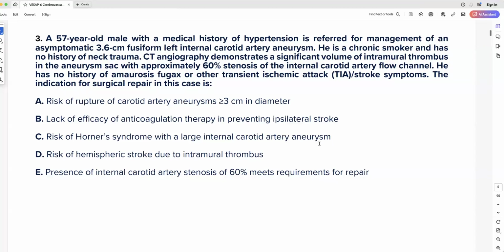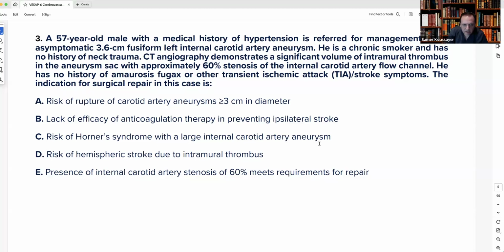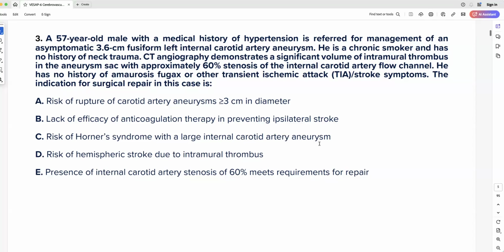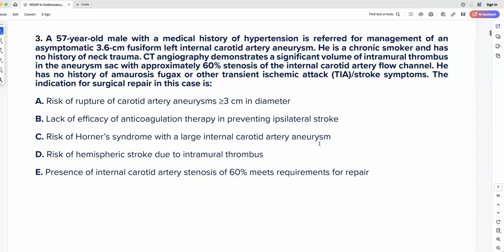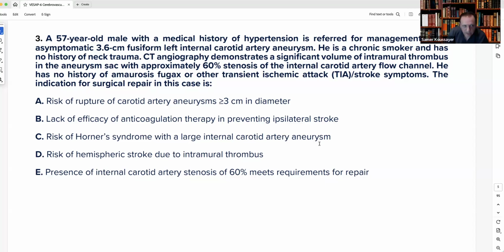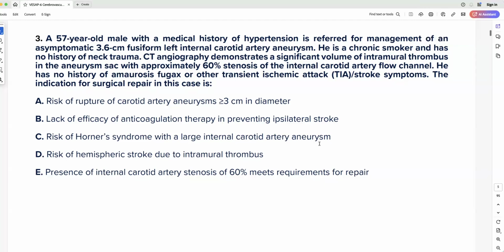Because of the presence of internal carotid stenosis, yes, 60%. It is not an indication, 60%. Well, let's say 70% stenosis in an asymptomatic patient. Yes, it's to consider.